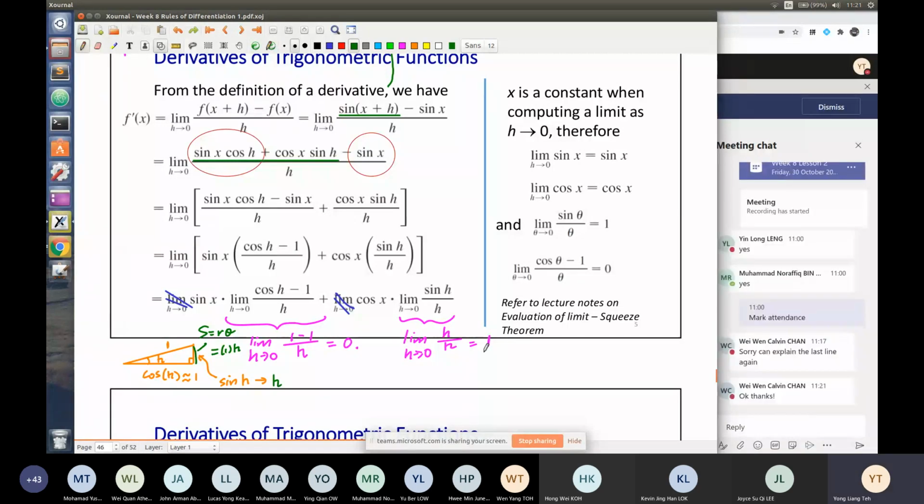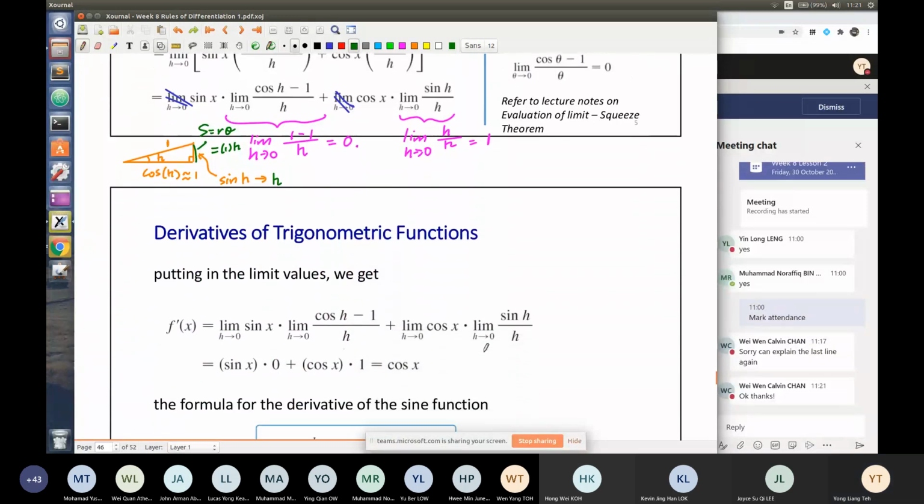Okay, good. So therefore, we have sine x multiplied by 0 plus cosine x multiplied by 1 after evaluating the limits, and then we have just cosine x. Actually, we have a deduction that the differentiation of sine x is cosine x. If you still recall the last lesson, we tried to draw the slope of the sine x graph. We drew tangents, then saw whether the tangent has a positive slope or negative slope.